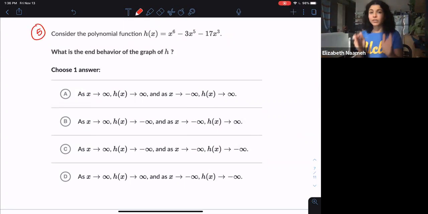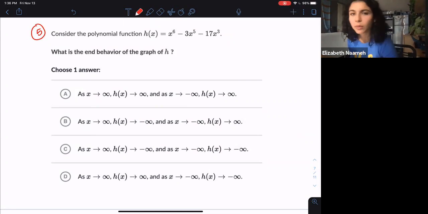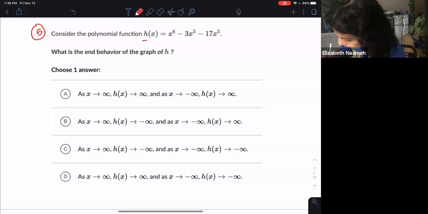Number 5. These are literally, I screenshotted your test, so you might actually have the same question. I don't know. But if you can answer these, you can answer anything. So number 5, we haven't done one like this yet. It says, consider this polynomial. Go ahead and copy this down.